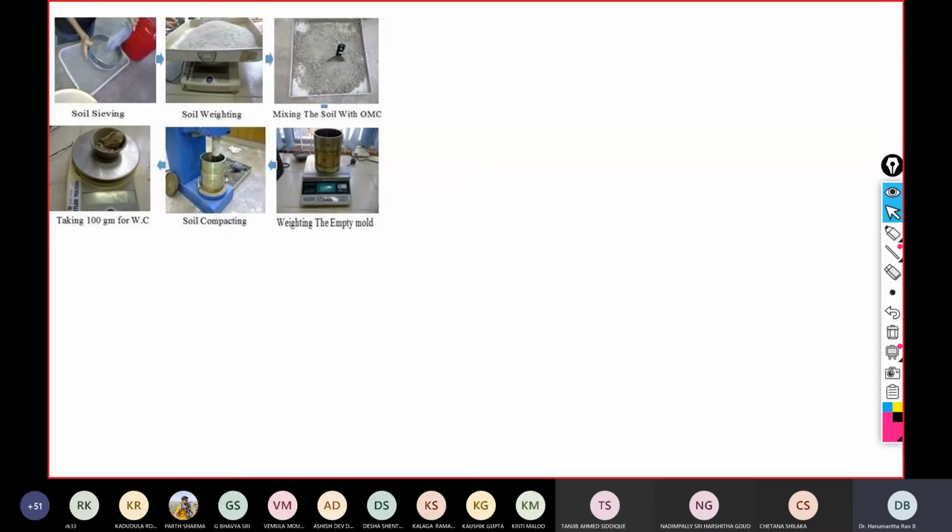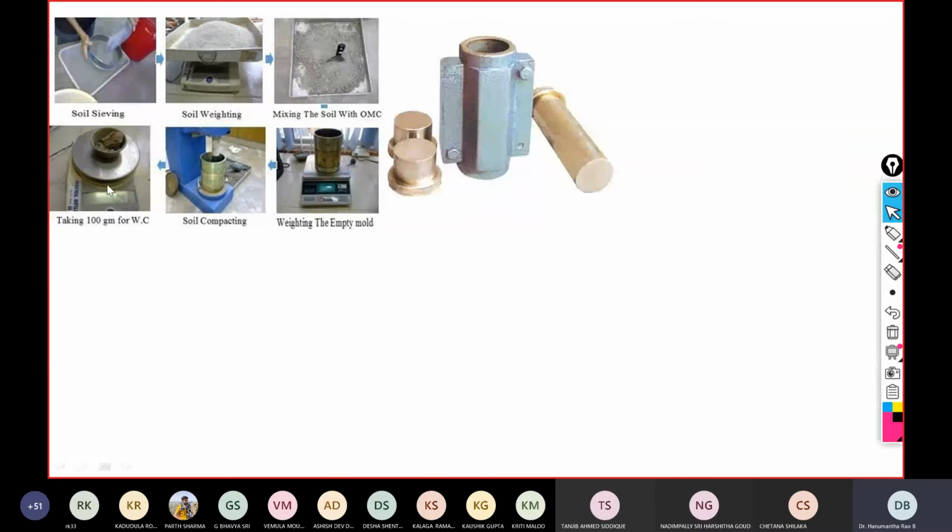Then the mixed soil sample is compacted within the mold. So this is the mold. The internal diameter of this mold is approximately 38 millimeter and the height is 76 millimeter. This is a hollow mold, so in order to plug the bottom, we have a bottom plunger. This is the bottom plug and this is the top plug.